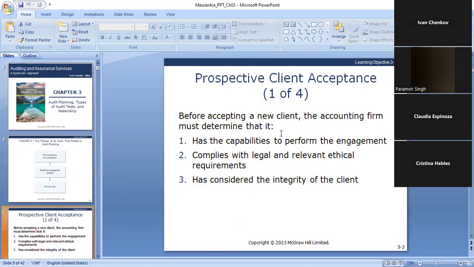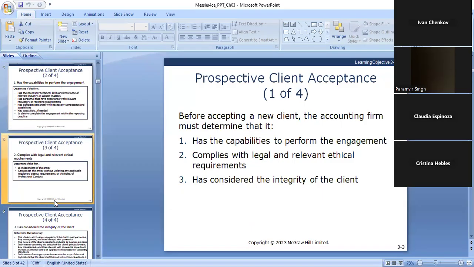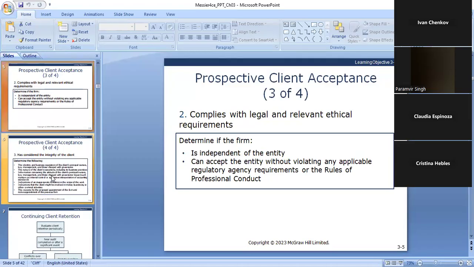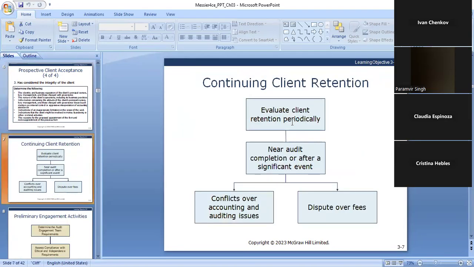So how are we going to do the prospective client acceptance? This is when we don't know anything about the client, and we have to think, can I accept this client or not? I'm going to accept it only if I have the capability, if I don't have any conflict with that client, and if the client complies with all the legal and relevant ethical requirements. So I have to protect myself in that case.